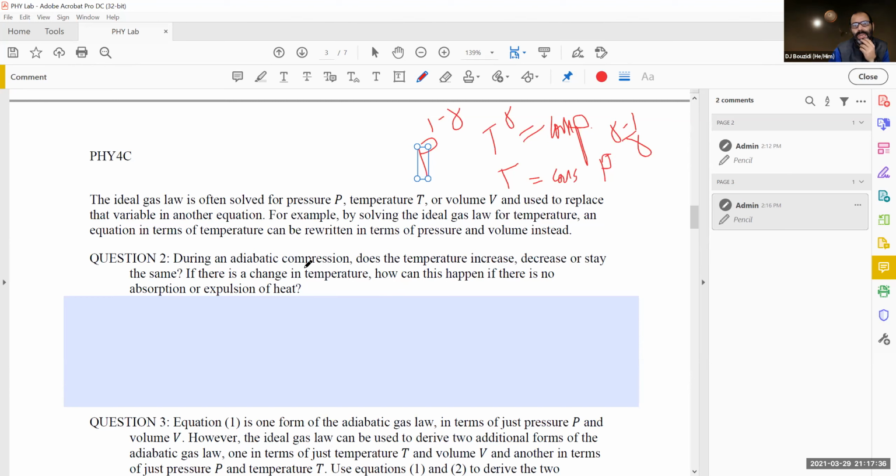So during an adiabatic compression, does the temperature increase? It does. And if there is a change in temperature, how can this be if there is no absorption or expulsion of heat? So the temperature goes up, no heat exchange. So what's going on?